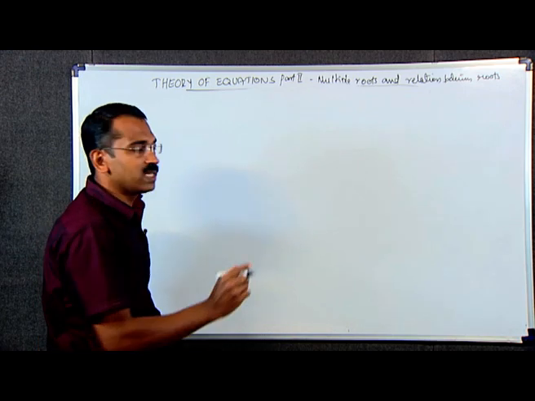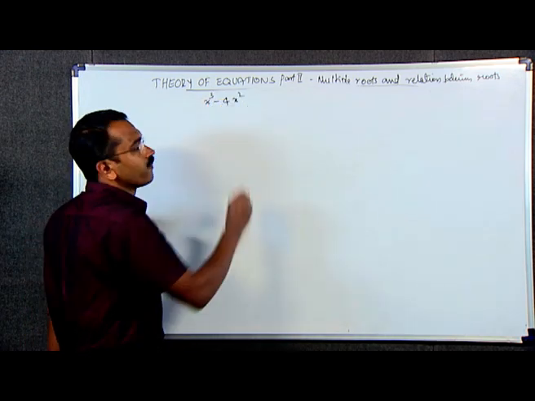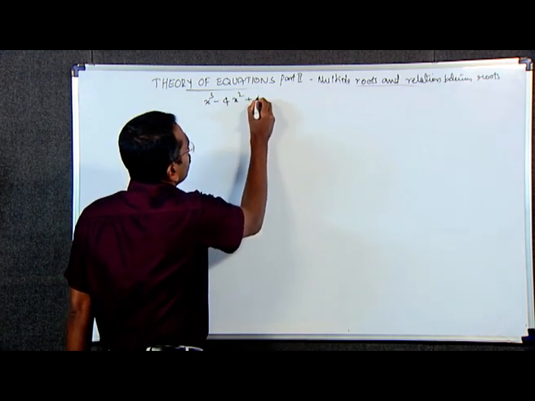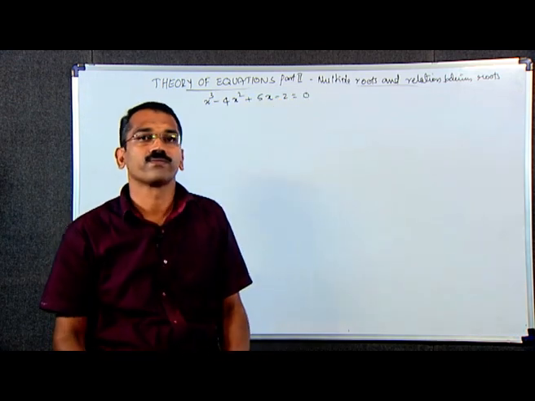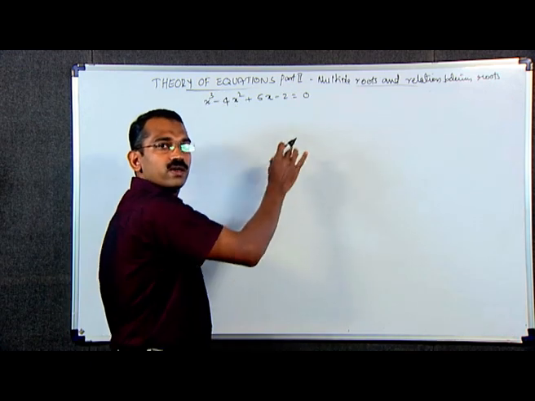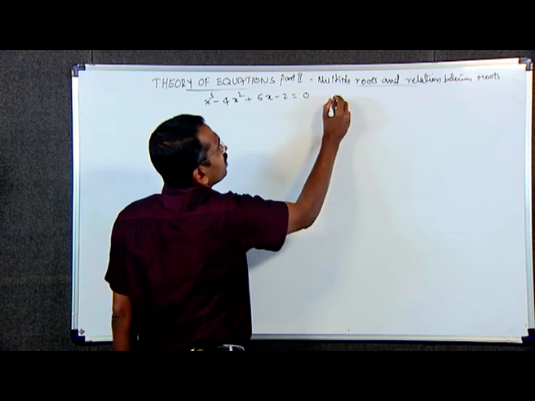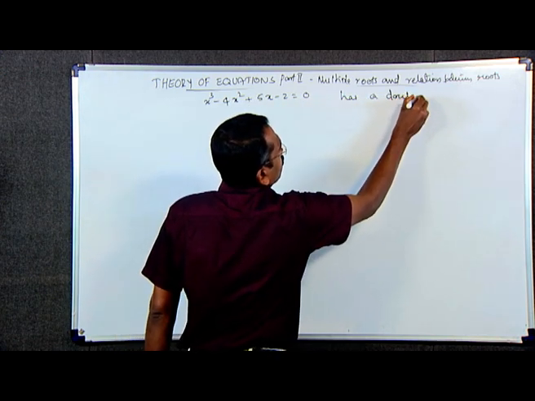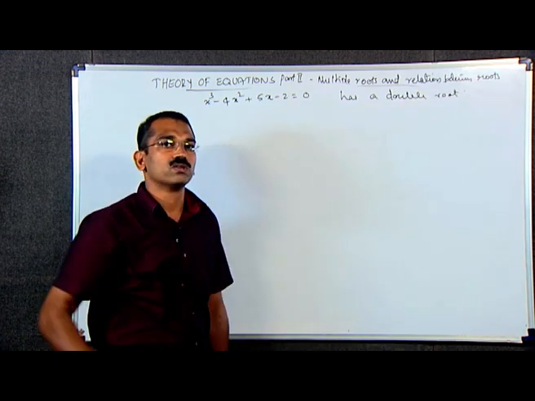Now, consider the equation x cube minus 4x square plus 5x minus 2 is equal to 0. Given that this equation has a double root, this is the given equation which has a double root, then solve this equation.